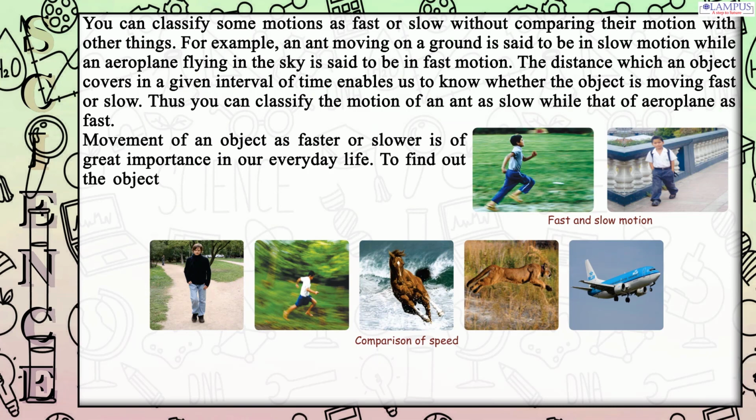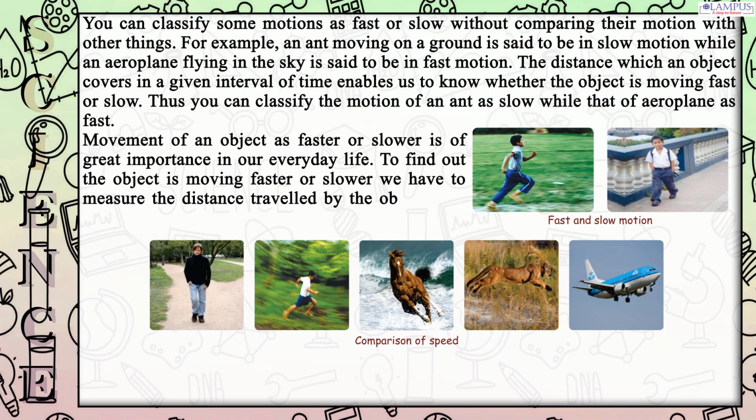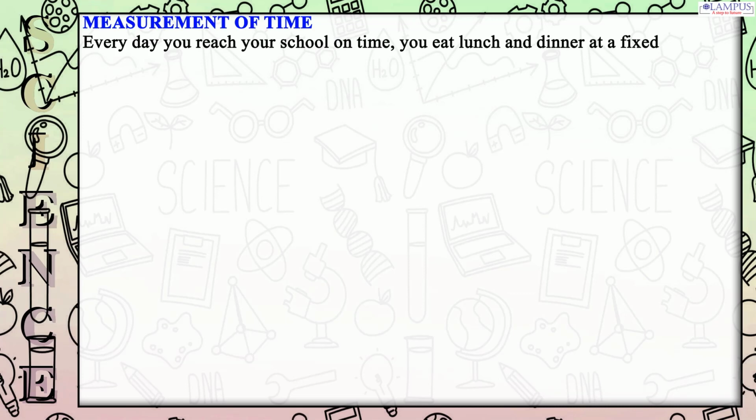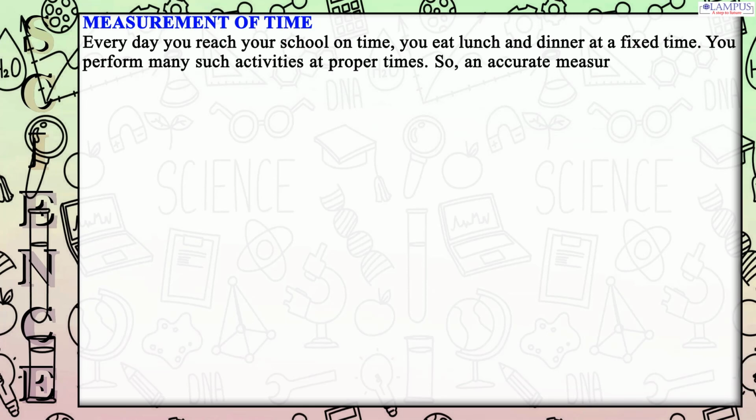To find out whether an object is moving faster or slower, we have to measure the distance traveled by the object with respect to time. Let us discuss in detail. Measurement of time. Every day you reach your school on time. You eat lunch and dinner at a fixed time. You perform many such activities at proper times. So, an accurate measurement of time is necessary.